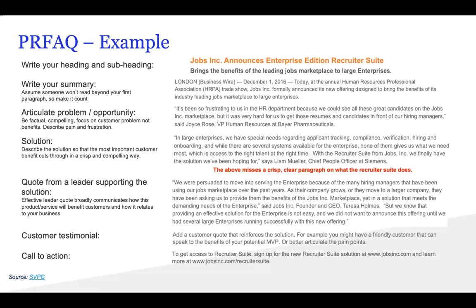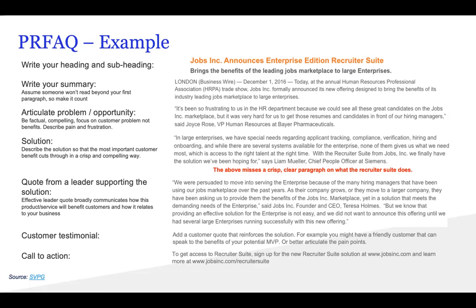The fifth section is probably customer testimonial. Add a customer quote that reinforces the solution. For example, you might have a customer advisory board, or you might have friendly customers that you can go to, and you can talk to them openly about the problem and the solution you're proposing, or maybe they've looked at a prototype or used an MVP, and you can use this quote to better articulate the customer's pain points.